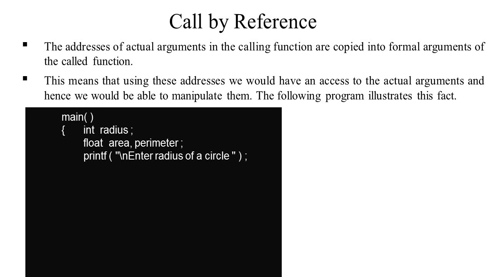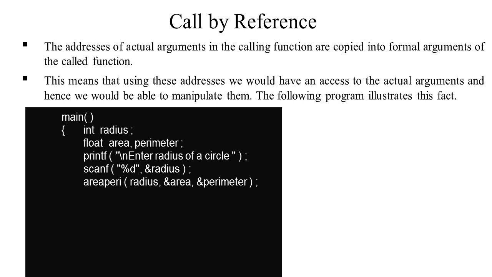Now let's see. printf: enter the radius of a circle. So after that, the user will enter one value and the scanf function stores the given input in the particular variable. Now after that, I have called one function, that is area_peri. So it is for area and perimeter. So this function is going to calculate the area and perimeter of the given radius.